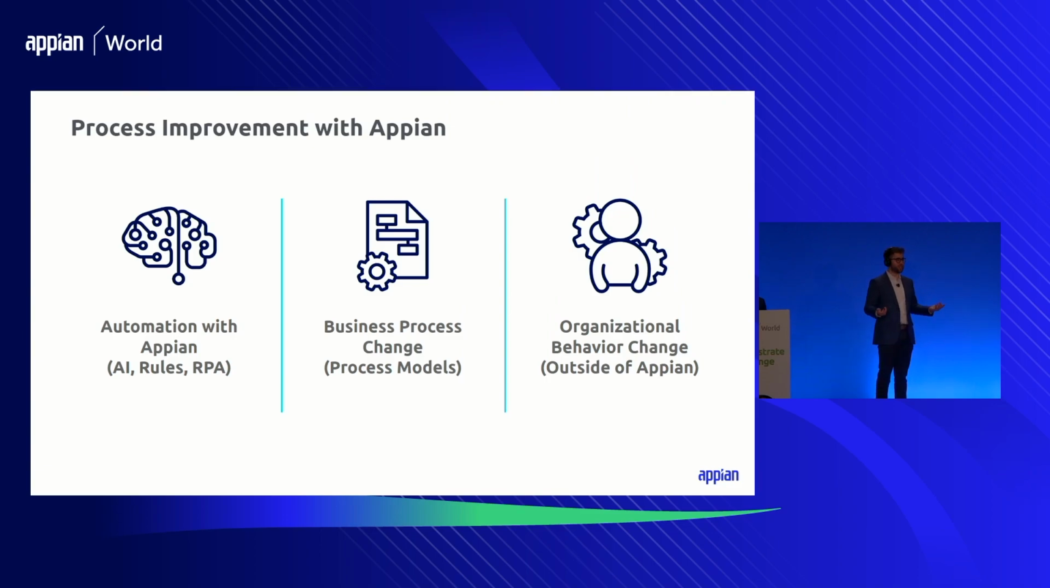And thankfully, you're using Appian. So Appian is a great place to make process improvement. We have a number of capabilities that allow you to automate things in your process. So you could use AI to help extract or classify information. You could use rules to create better business logic that might make the process flow smoother. I could use RPA to integrate with any legacy systems where maybe manual work is happening. I can use process models to make business change.